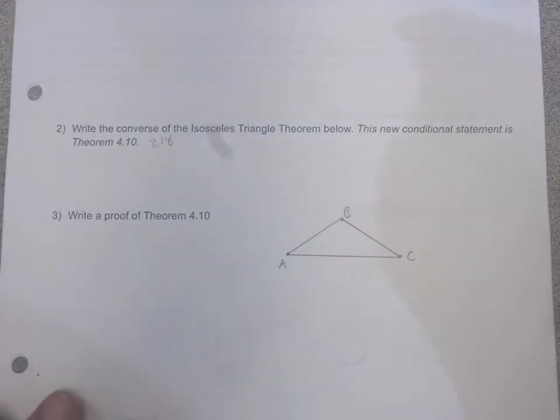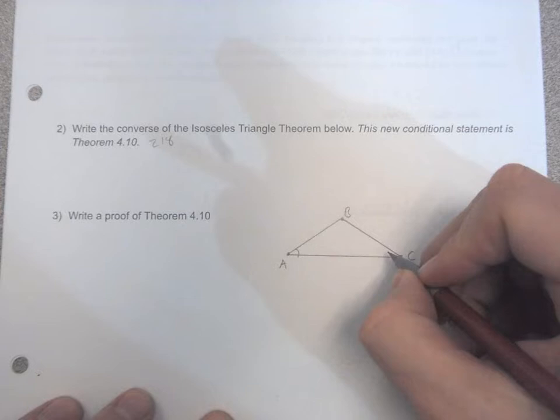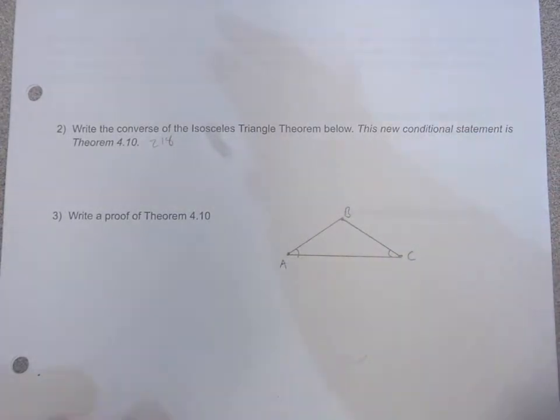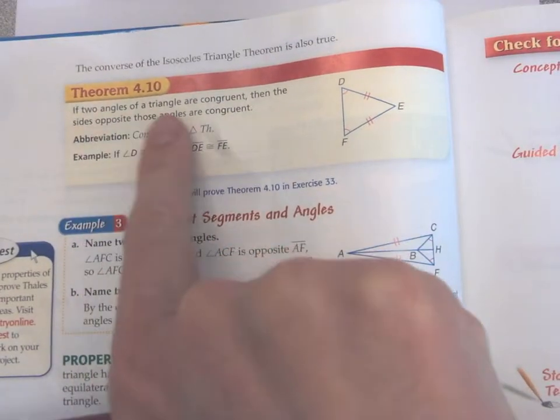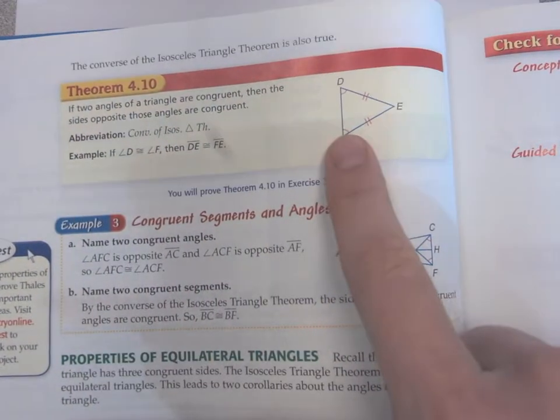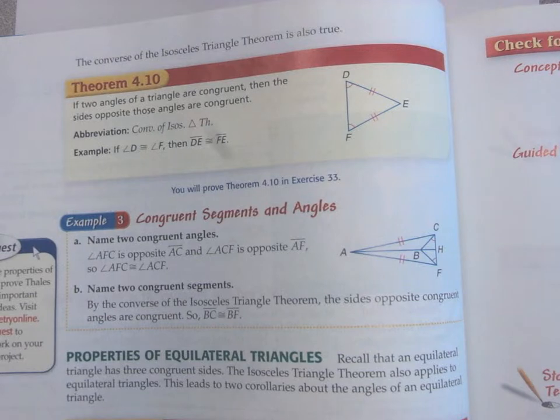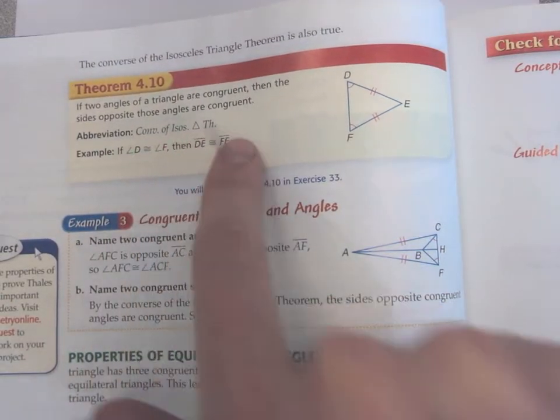Okay. Then we're also going to assume that these are congruent. So the converse, if you remember, I didn't write it down. You're going to do that, but it's right here on page 218. If two angles of a triangle are congruent, then the sides opposite of those angles are congruent. And again, that's the converse of the isosceles triangle theorem.